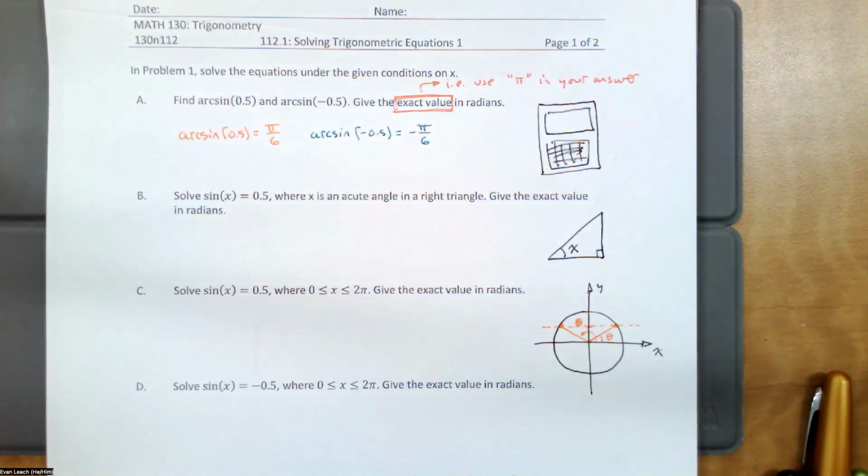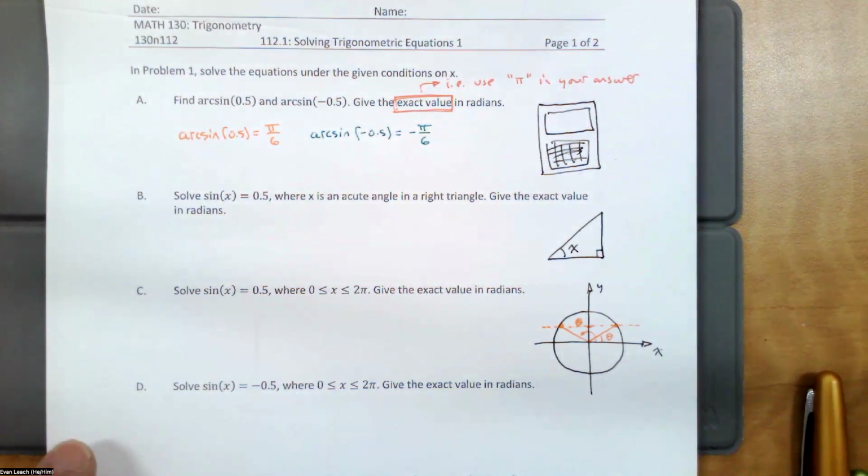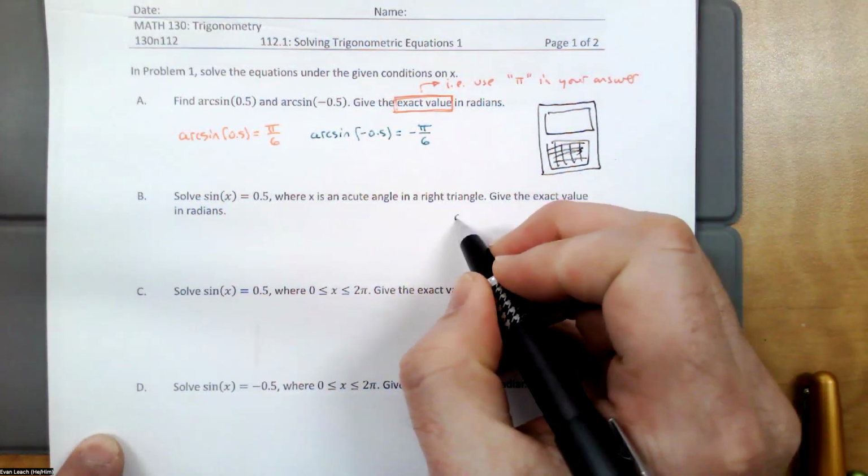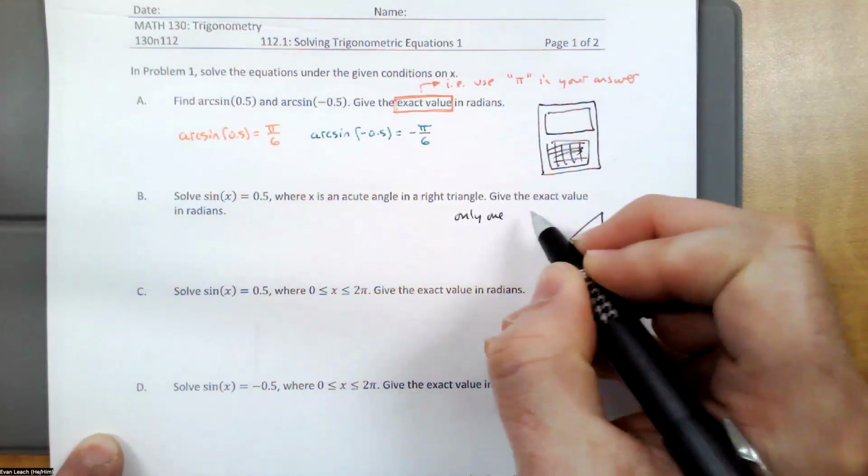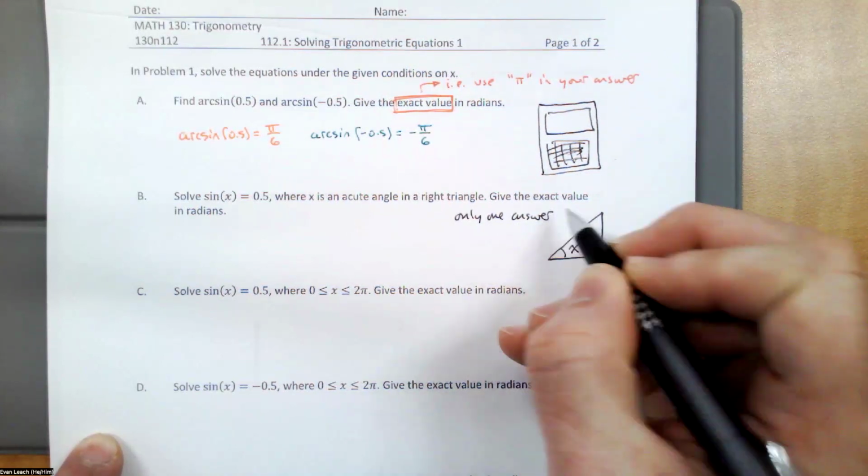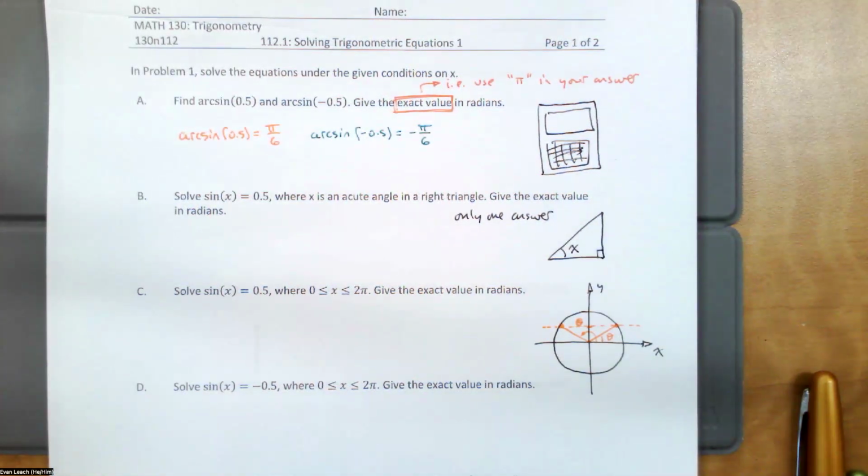The second problem was restricting ourselves to an angle in a right triangle. So we're only going to get one, because there's only one triangle that will fit this description where sine of theta, or sine of x, is 0.5.